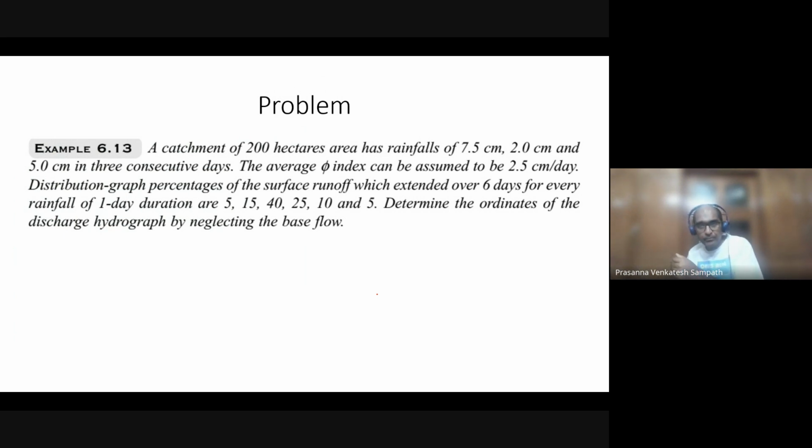Okay, which means that what is given here now is in intervals of 1 day each. So 0 to 1 day, 5% of runoff. 1 to 2 days, 15% of runoff. 2 to 3, 3 to 4, 4 to 5, and 5 to 6. You have the percentages of runoff produced on each of those days.